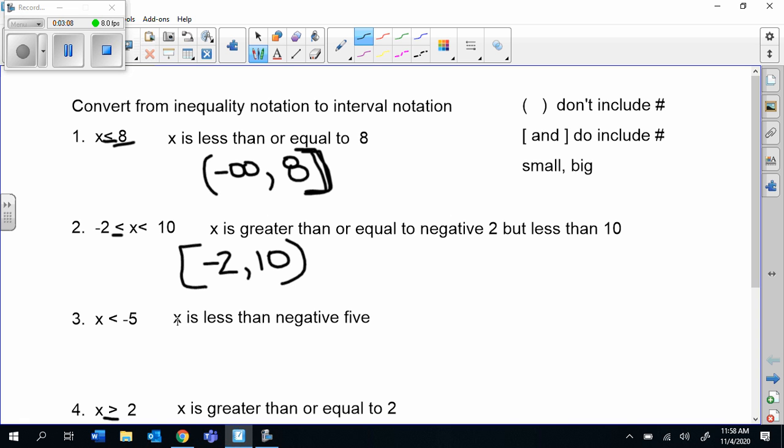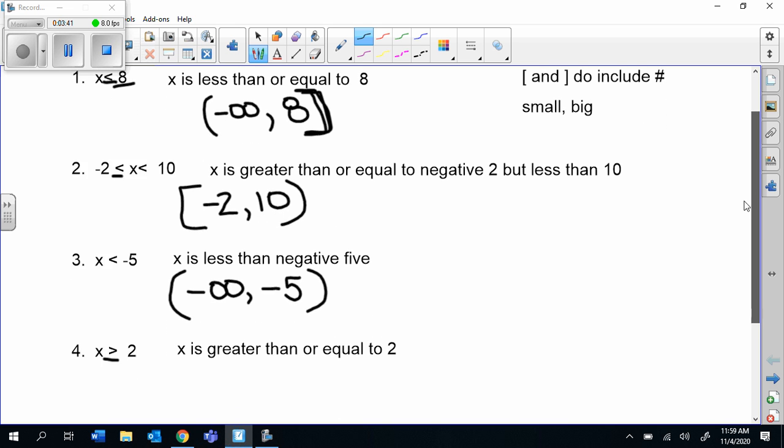Number 3, x is less than -5. Very similar to 8, where you're going to be less than forever and ever. So you're going to start off here with negative infinity, comma, the biggest number it could ever be is -5. There is no line here, so it does not include -5. So you're going to have a soft parenthesis there, and anytime you have infinity, you're going to have a soft parenthesis there.